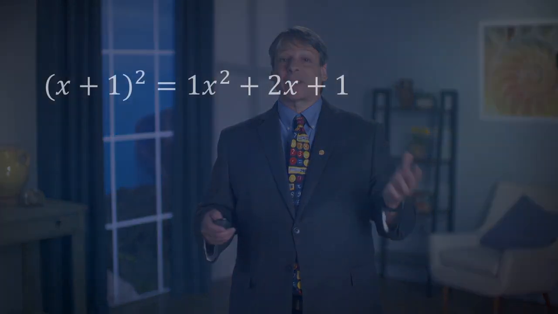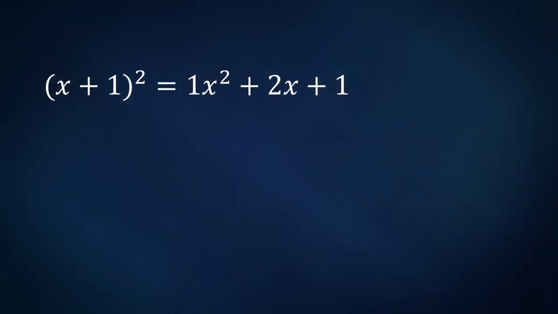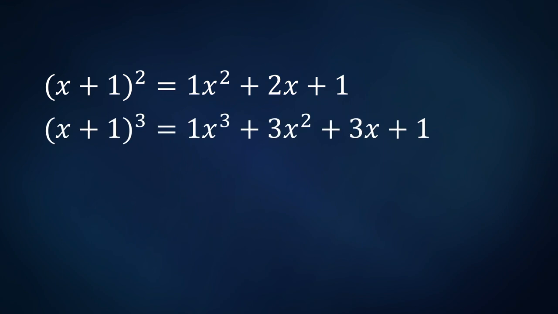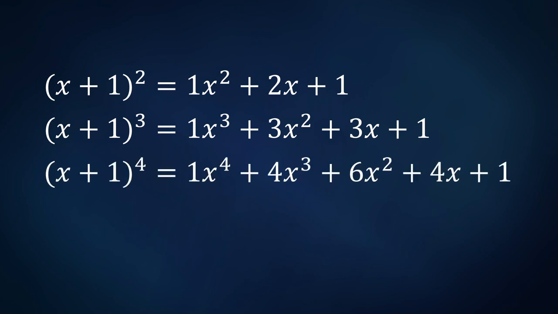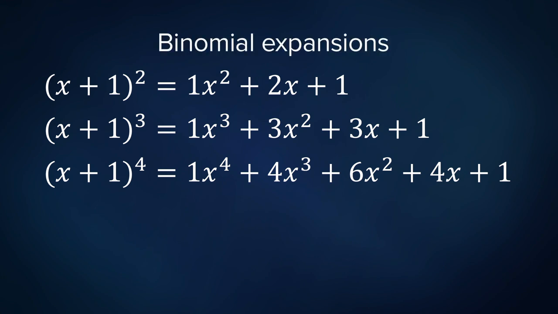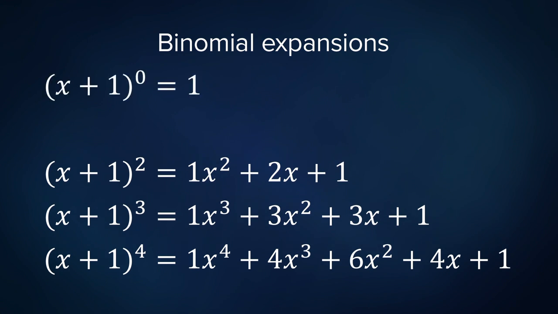Like the Fibonacci numbers, the numbers in Pascal's triangle appear everywhere in mathematics. You may recall from your algebra class that (x+1)^2 is 1x^2 + 2x + 1. And (x+1)^3 is 1x^3 + 3x^2 + 3x + 1. You might even remember that (x+1)^4 is 1x^4 + 4x^3 + 6x^2 + 4x + 1. These are called binomial expansions. I'll throw in (x+1)^0, which is 1, and (x+1)^1, which is x + 1, for good measure.